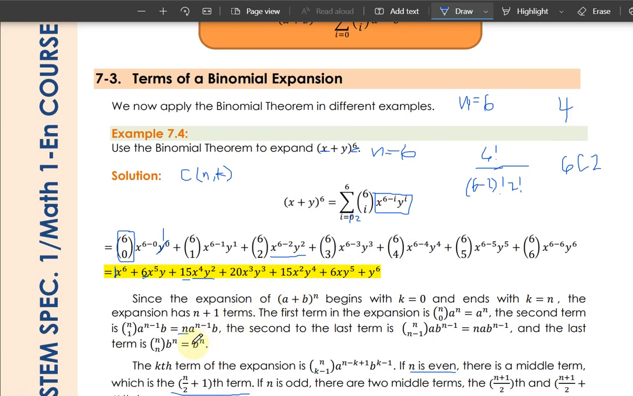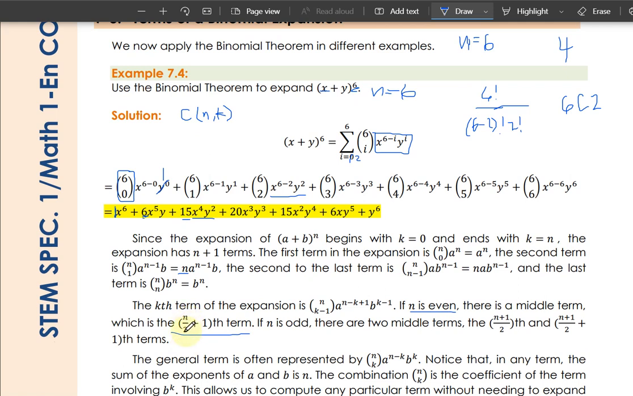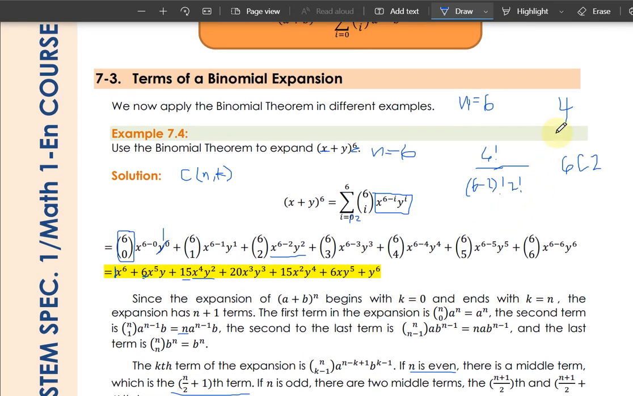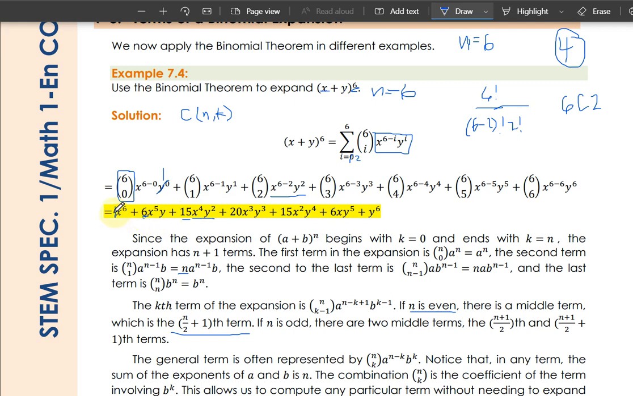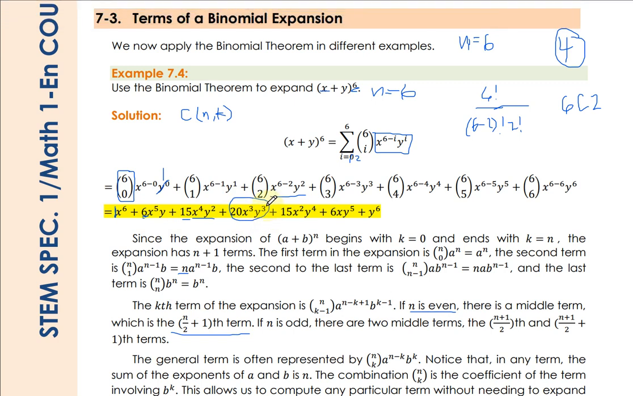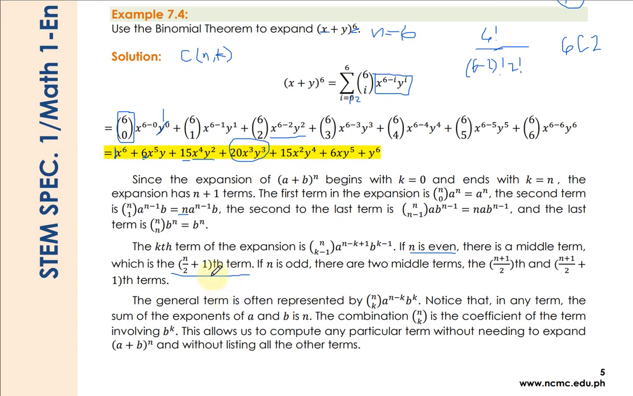Or, that is n divided by 2 plus 1. So n here is 6. 6 divided by 2 is 3, plus 1 is 4. So the fourth term is our middle term. For this example, 1, 2, 3, 4, 5, 6, 7, there are 7 terms, so the fourth term is the middle term. There are problems where you are asked to find the middle term, so the fourth term is the middle term.